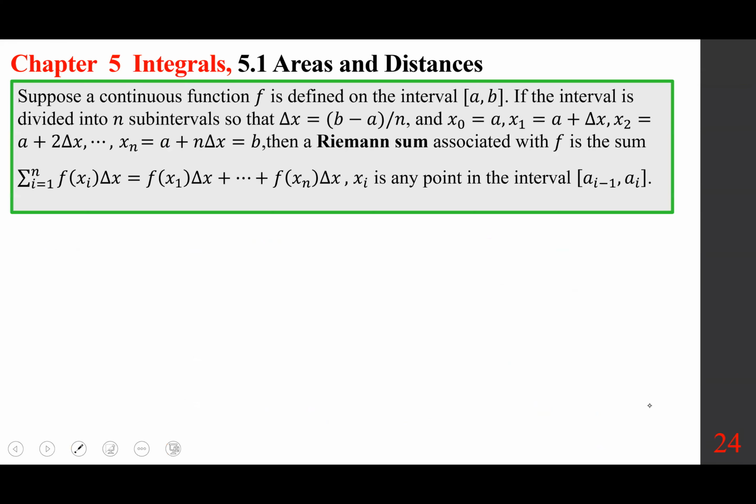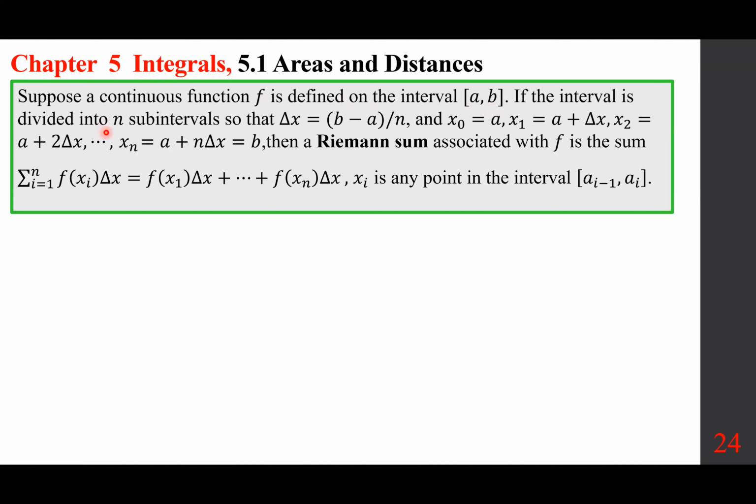And now let's look at integrals, which is chapter 5 and 5.1, areas and distances. So suppose a continuous function f is defined on the interval of a to b, closed interval of a to b. So we have a continuous function.